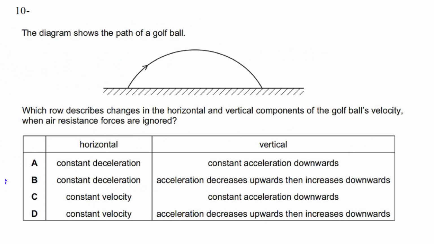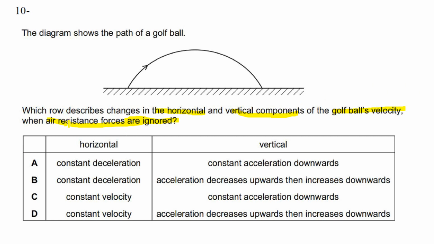This is the last question for today's class, so let's try to find out what is given to us. For this question, it is given that air resistance can be ignored. So this is the first thing we need to understand. What we need to find out are the changes in the horizontal and vertical components of the golf ball's velocity. So we need to understand that velocity will change if there is a resultant force acting on the object.